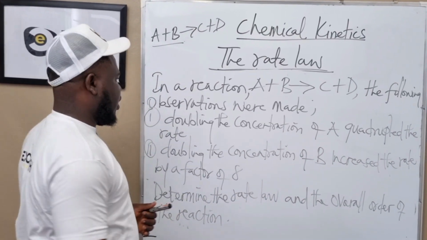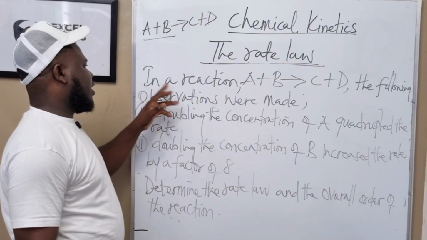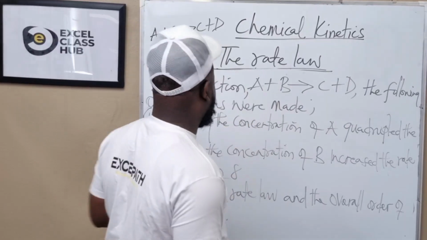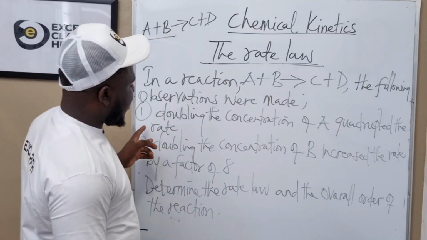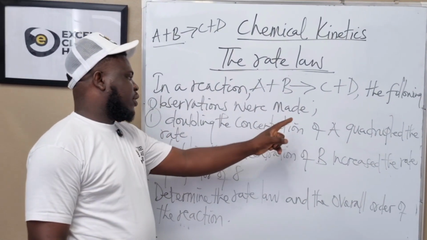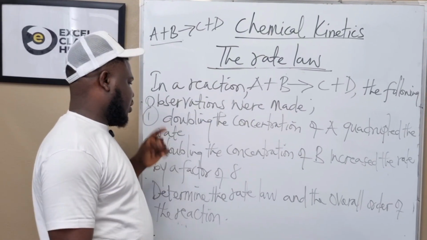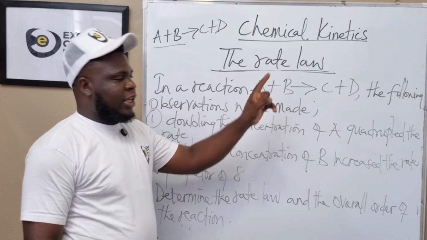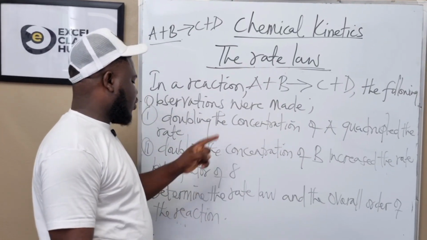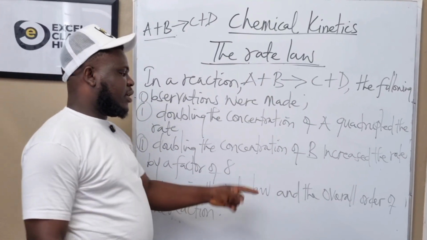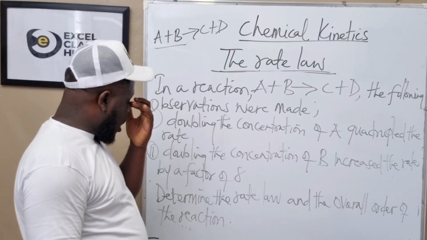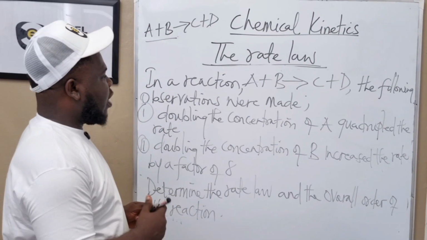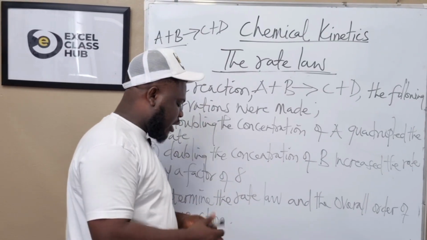So look at this question again. The question says, in a reaction, A plus B to give C plus D, the following observations were made. The first observation, doubling the concentration of A quadrupled the rate. The second observation, doubling the concentration of B increased the rate by a factor of 8. Determine the rate law and the overall order of the reaction.